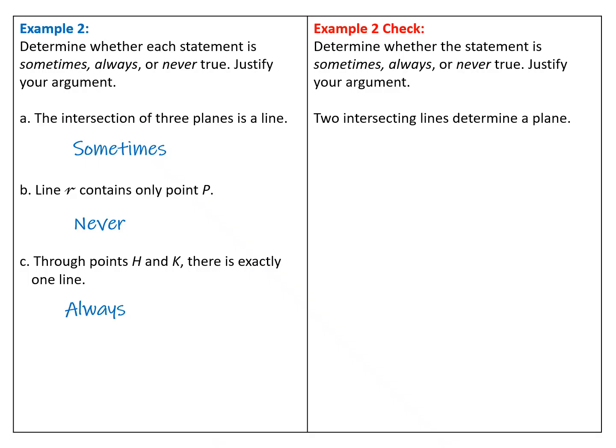Take a minute, pause your video, and you're going to do example 2 check. Okay, determine whether the statement is sometimes, always, or never true. Justify your argument. Two intersecting lines determine a plane. Well, this case is never true. Two intersecting lines do not determine a plane. 3 points determine a plane.